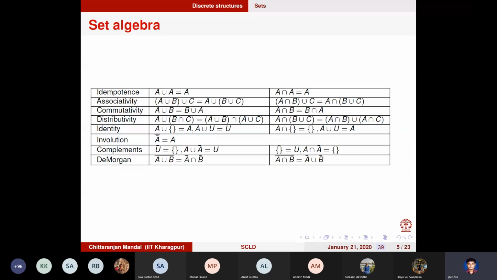And then you have distributivity. You usually say that union distributes over intersection. That means if you have A union within brackets B intersection C, it's just like whatever you have done in normal arithmetic, integer arithmetic or floating point arithmetic, in high school algebra over numbers. You have the same thing here also for sets. So union distributes over intersection: A union B intersection C is A union B, intersection, A union C. Similarly, intersection also distributes: A intersection B union C is A intersection B, union, A intersection C.